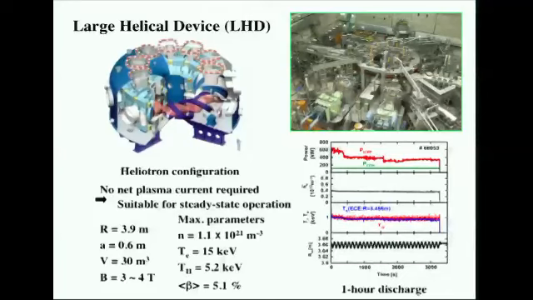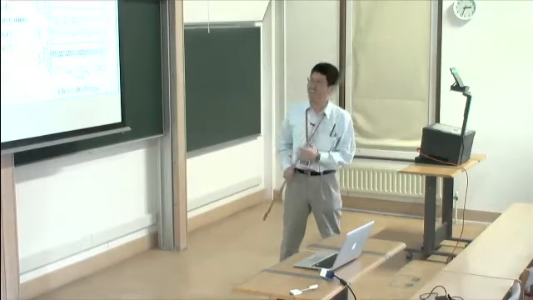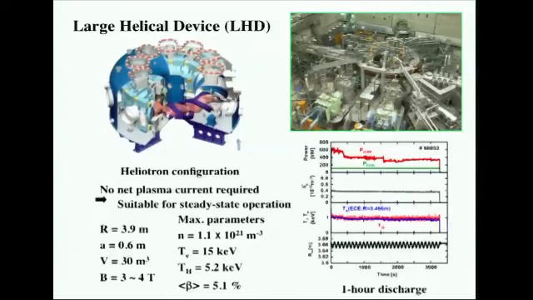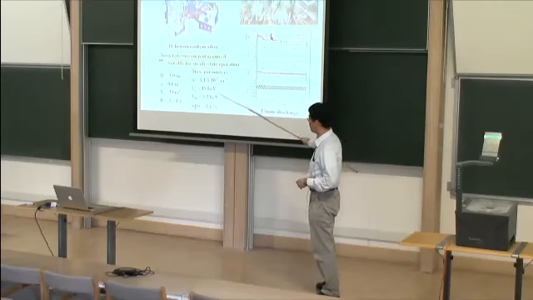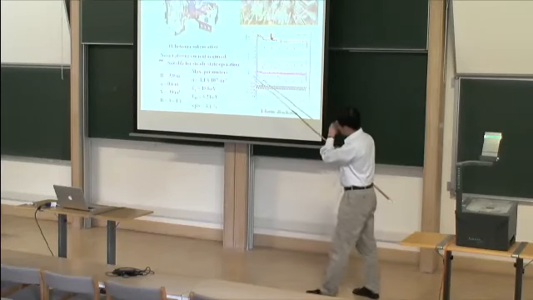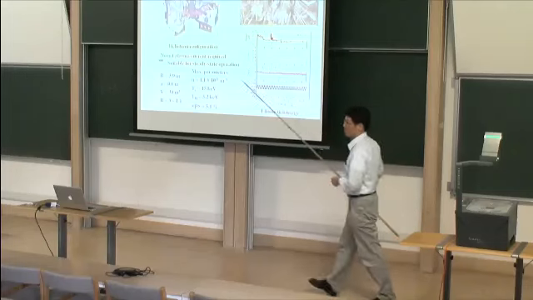Now, the introduction. This was the preface. This is the Large Helical Device, and this has been operated for 12 years, very stably. And these are size parameters and maximum plasma parameters. Also, using superconducting helical coils, we have successfully done a 1 hour discharge. Okay.